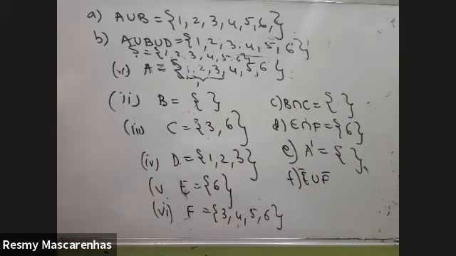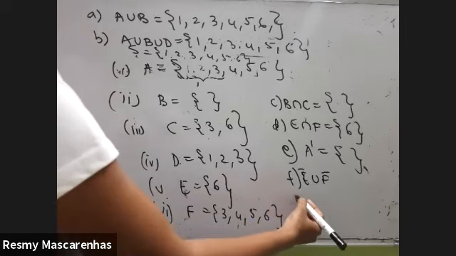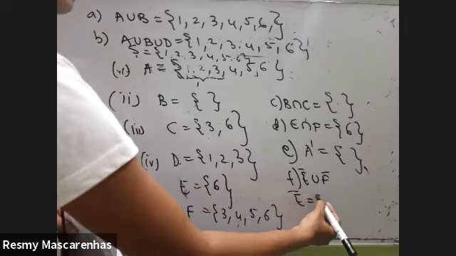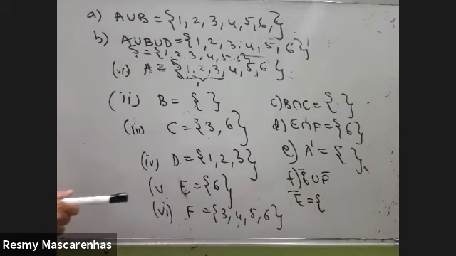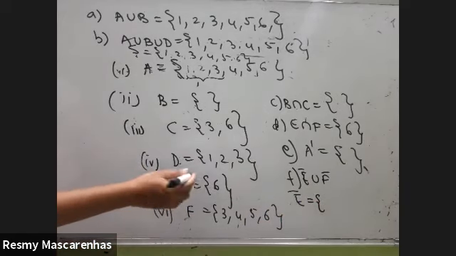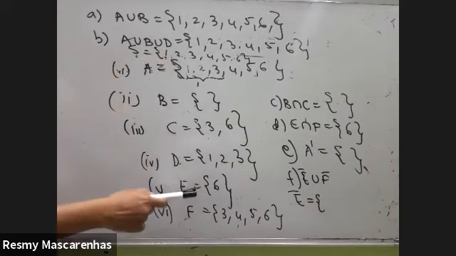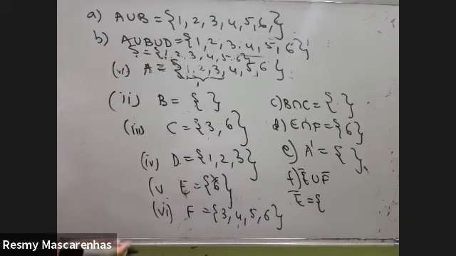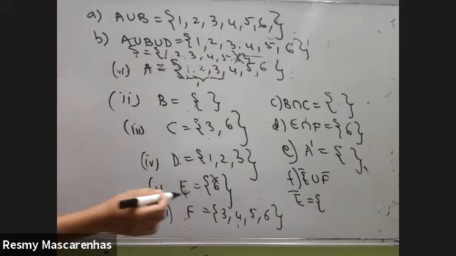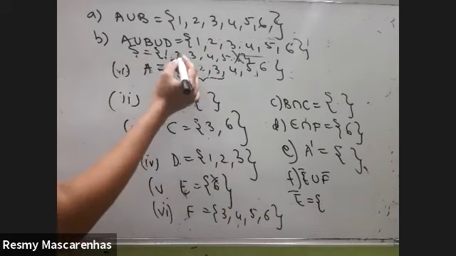E bar union F bar. So first find E bar. E bar means you have to compare with your sample space. Other than what is there in this, only don't write that. Remaining everything you'll have to write. E bar means other than 6, what all elements are.